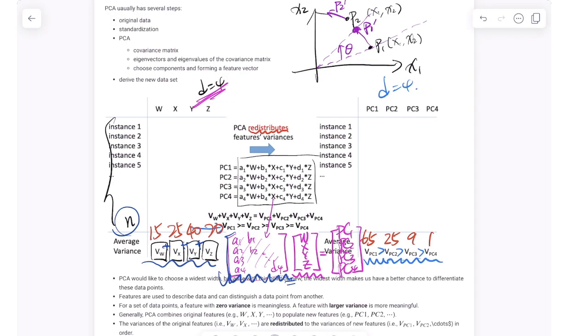Okay, so after we distribute the variance to the new axes, we can manually set the value. For example, k equals 3 and k less than d. That means we can only use 3 new features, which is PC1 to PC3, to represent the original n data points. We can discard the new principal components which have very low variance value.